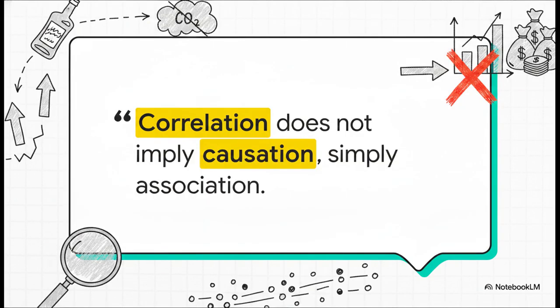But before we wrap up today, always remember the golden rule of quantitative analysis. Correlation does not imply causation, simply association. These tools are incredibly powerful for proving that variables move together, but they cannot tell you why. Whether it's mutual fund alphas or retail liquor sales and carbon dioxide, the math only points out the pattern. It's up to you as the analyst to determine if the logic actually holds up.